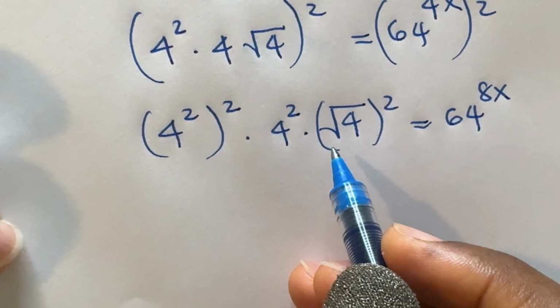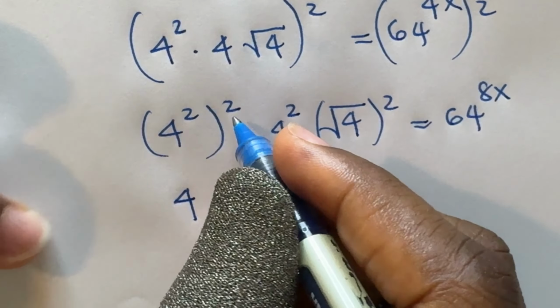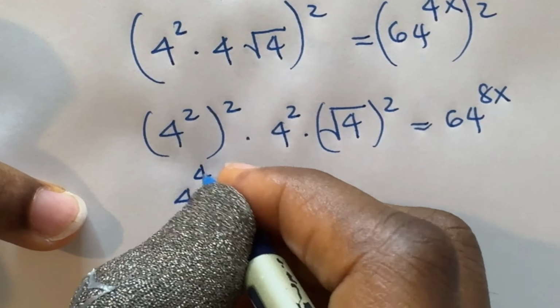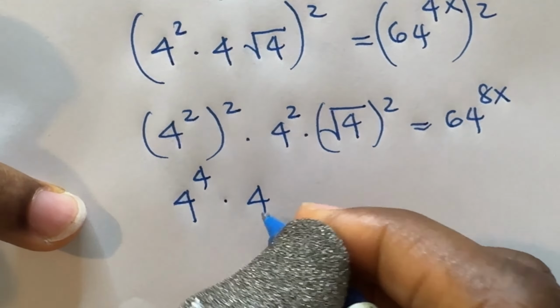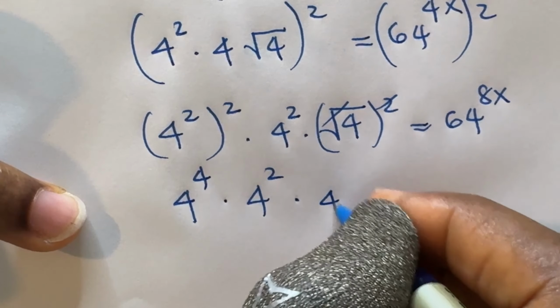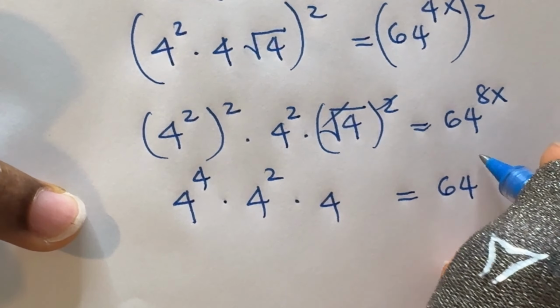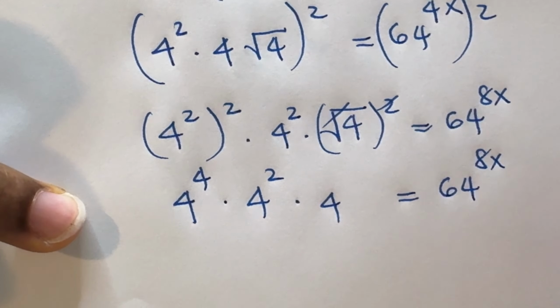Let us carefully open all these brackets. This will give us 4 raised to power 2 times 2, here is 4. Then 4 raised to power 2. Then this cancels this. So we have 4 here is equal to 64 raised to power 8x.